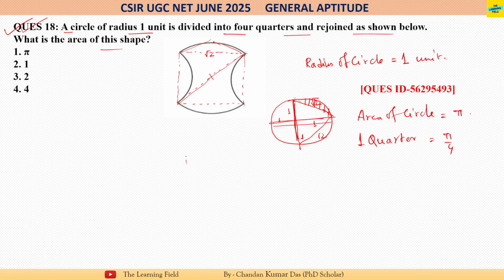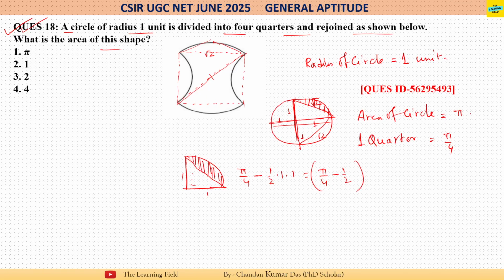So if we cut this one, this is pi by 4. Now what is the area of this? This is total pi by 4, minus we subtract this triangle, and this triangle means this is 1, this is 1. So half into 1 into 1, that is pi by 4 minus half. So this is the area.